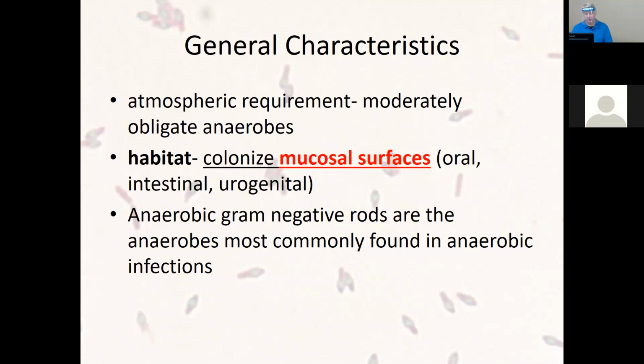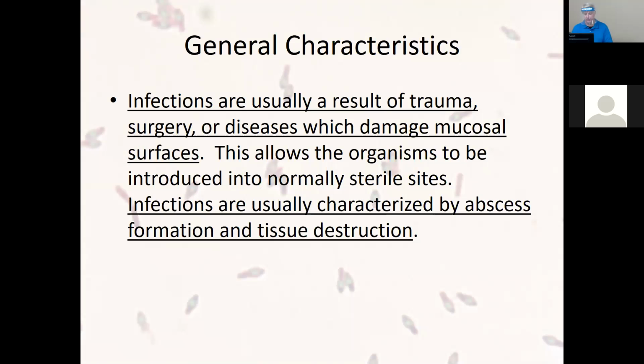Habitats: colonized mucosal surfaces. I think we got that set up, where it's either the oral, intestinal, or the urogenital tracts. Anaerobic gram-negative rods are the anaerobes most commonly found in anaerobic infections. Yay, we're happy about that. They usually result from trauma, surgery, or diseases which damage the mucosal surface and allow those organisms to be introduced where they're not normal. Okay, so we think we have that already established. Infections are usually characterized by abscess formation and tissue destruction.